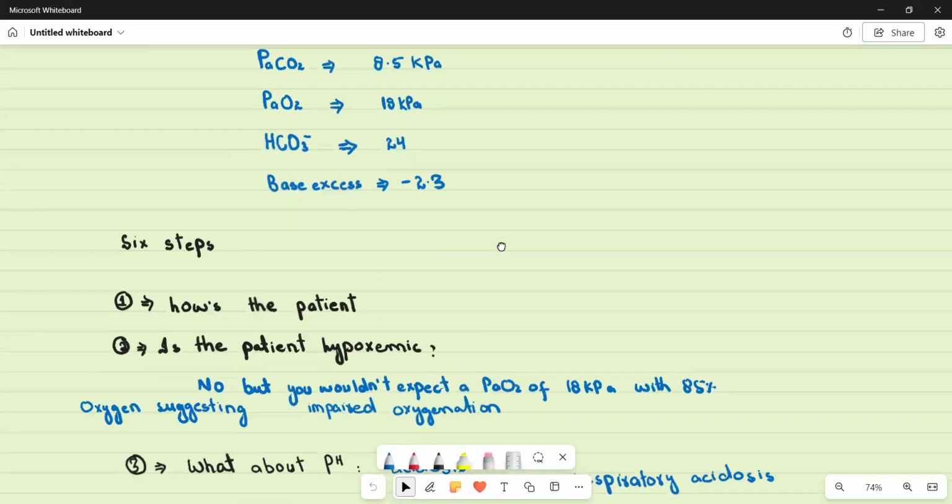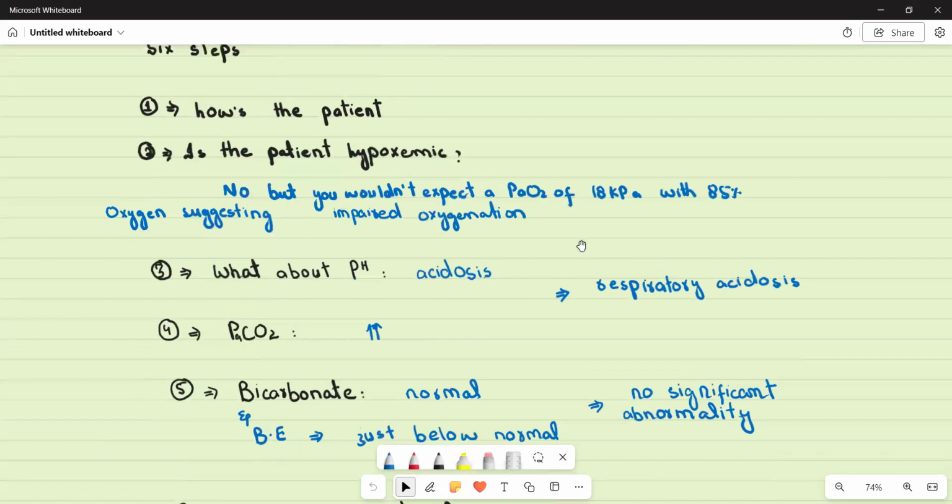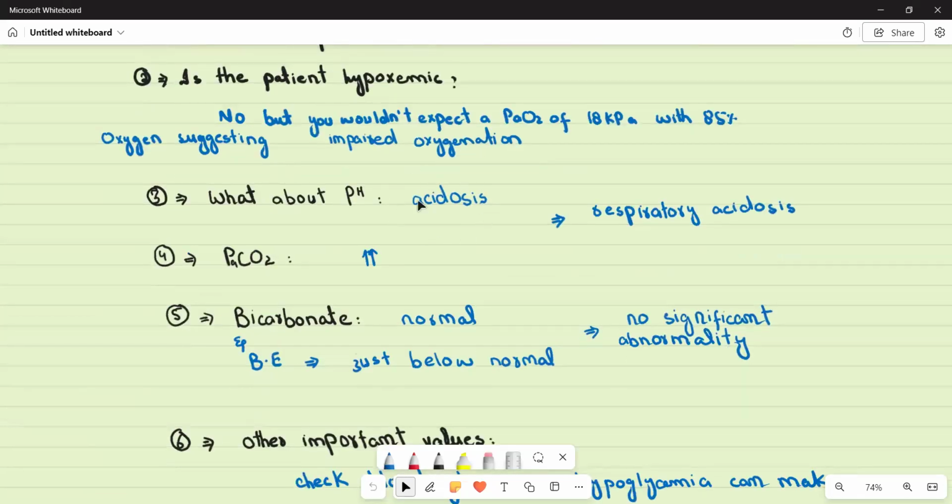So we have gone through our sixth question. How is the patient? Is the patient hypoxemic? No, but there is impaired oxygenation going on. How about the pH? There is acidosis. How about PaCO2? It's elevated. So, what's the conclusion? Respiratory acidosis.